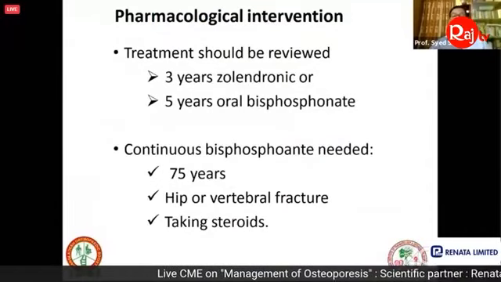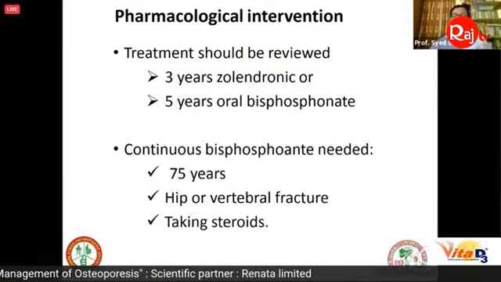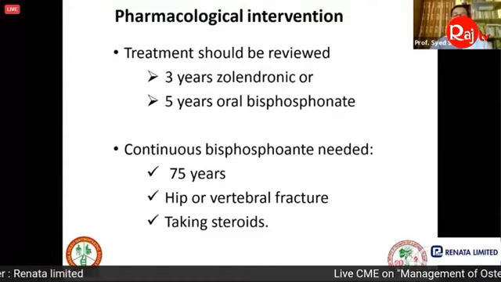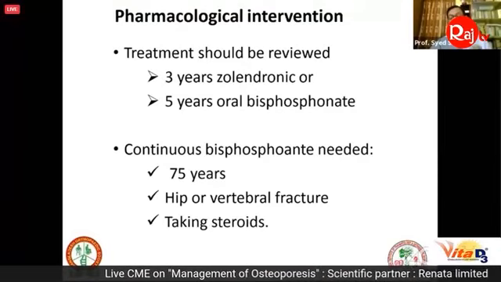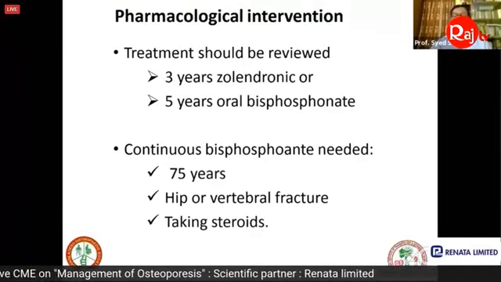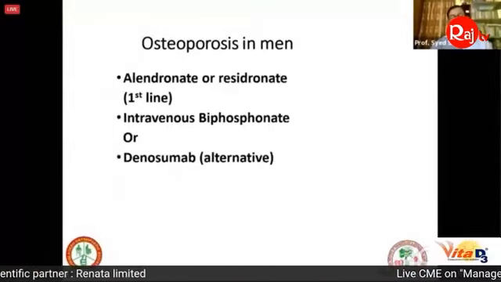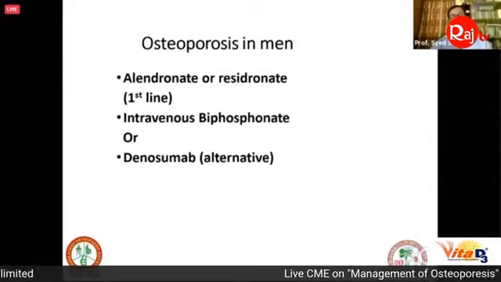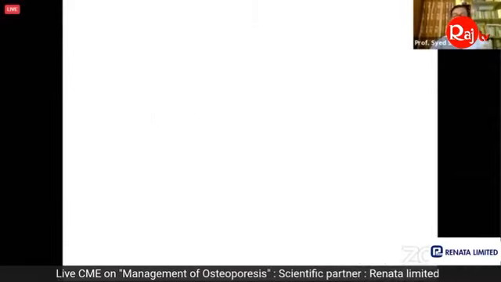The pharmacological intervention treatment should be reviewed 3 years after zoledronic acid, as I've already said, and 5 years after oral bisphosphonate. Continuous bisphosphonate therapy is needed in those older than 75 years, if there is a hip or vertebral fracture, or if the patient is taking a steroid. For osteoporosis in men, alendronate or risedronate is the drug of choice, but you can use intravenous bisphosphonate and denosumab also.